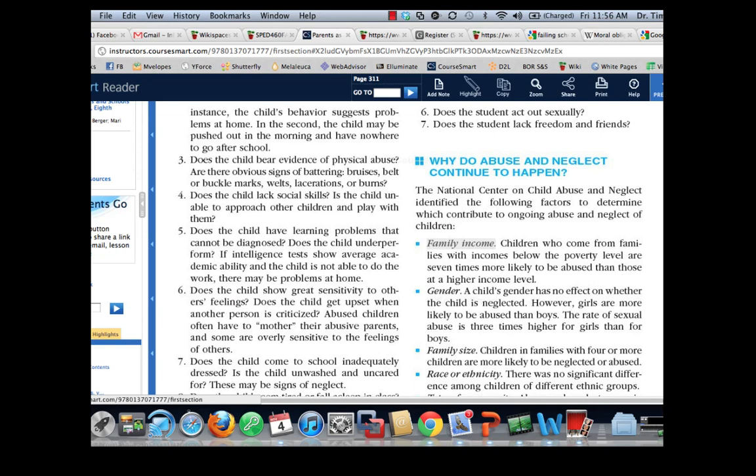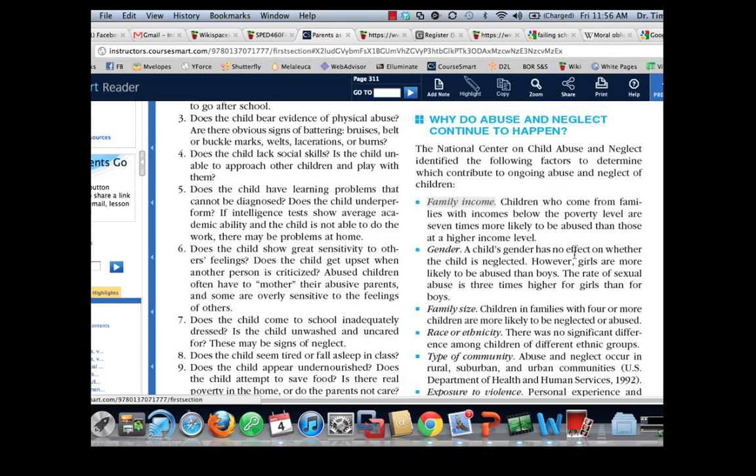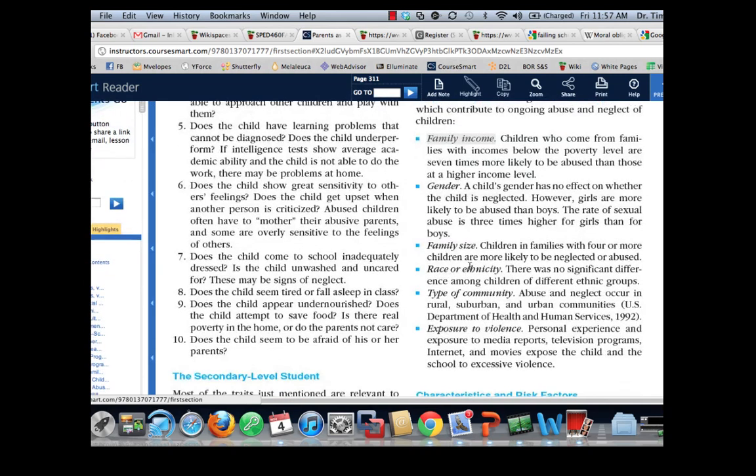So that's when I say if you teach in a low-income school, all the things we're talking about here will be relevant to you almost every day. If you're in what I'd call a regular school that has kind of a combination, not as much. Gender. A child's gender has no effect on whether it can be boys and girls. Family size. This surprises me. Children in families with 4 or more children are more likely to be neglected or abused.